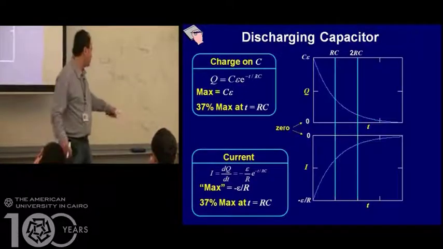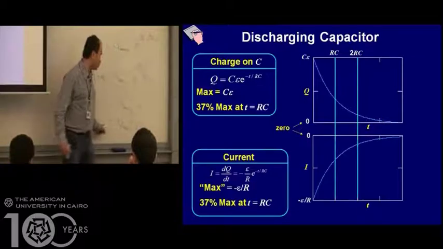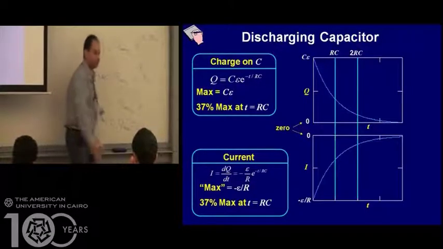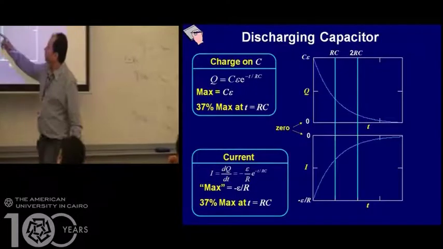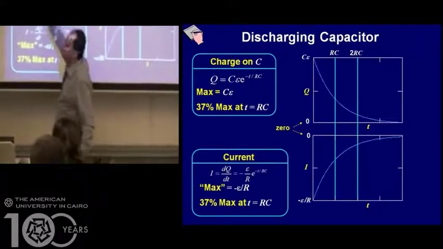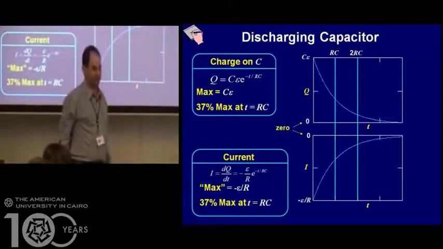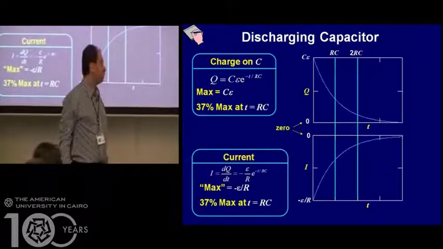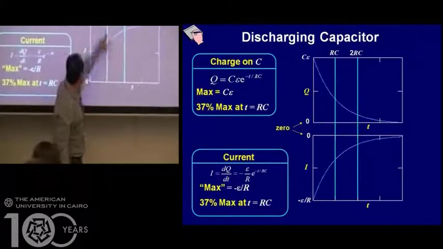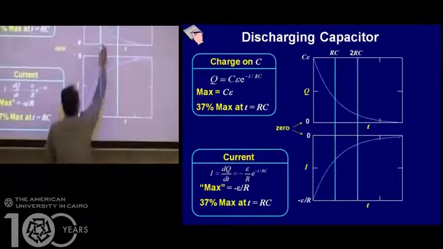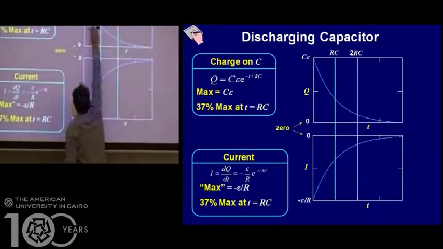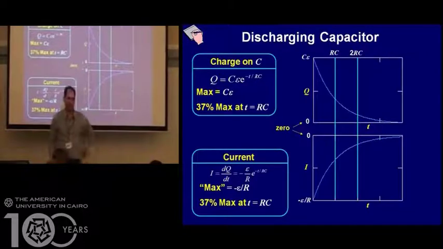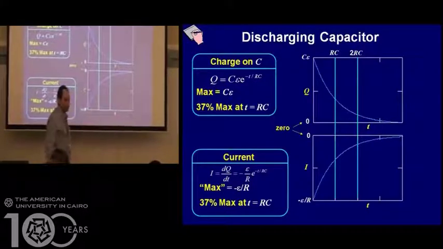So if you put the value for e, you get what will be the charge on the capacitor after time equal to RC. And the charge on the capacitor will equal 37% of its maximum value. So after time equal to RC, the charge on the capacitor will equal 37% of its maximum value. It's 1 over e, and we get that from here.